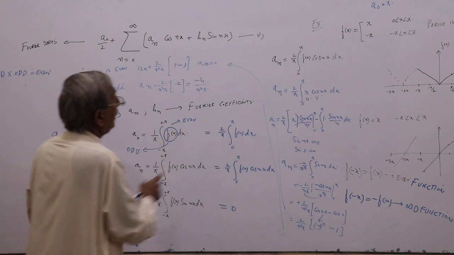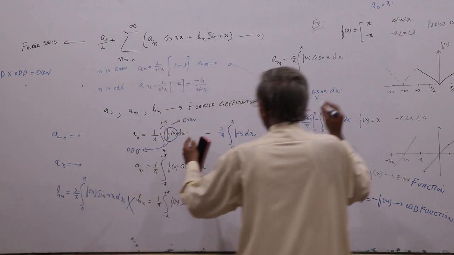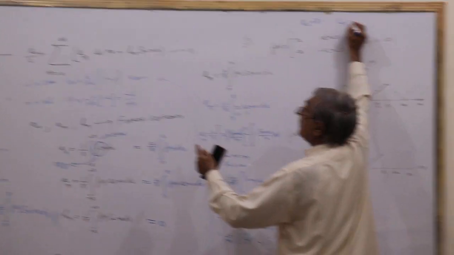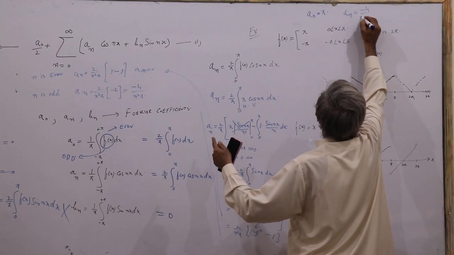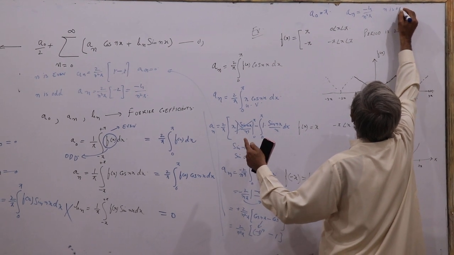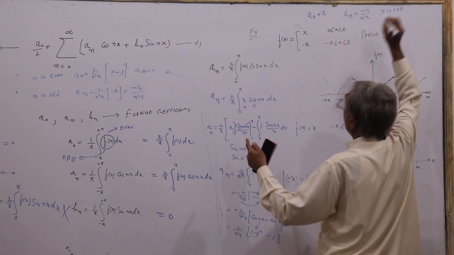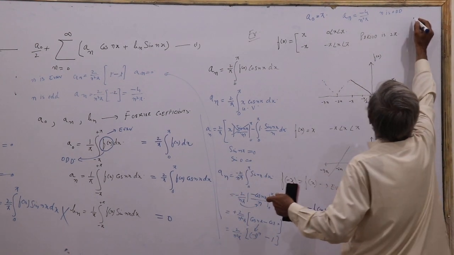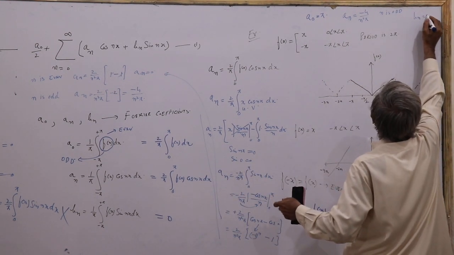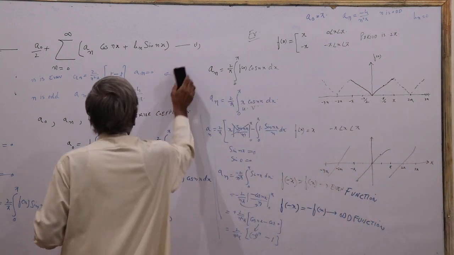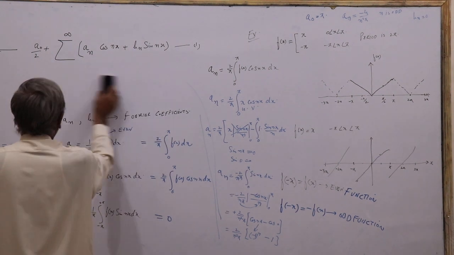So a naught is pi, an is equal to minus 4 over n square pi for n odd, right? Because for even n it is 0, and bn is already 0, right? So we have calculated the 3 coefficients.